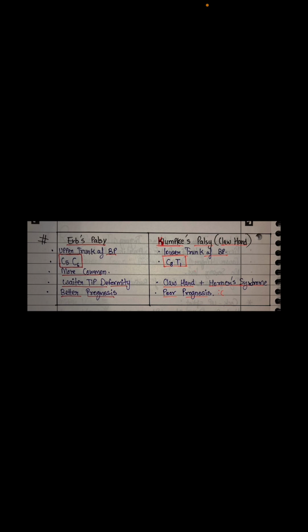Next, I have discussed Erb's and Klumpke's paralysis in the first video of the YouTube channel. I have provided very well defined photos there, but I just wanted to provide you with a table highlighting the differences between both of them. Erb's palsy is a problem with C5 and C6, and Klumpke's is a problem with C8 and T1. Erb's is more common.